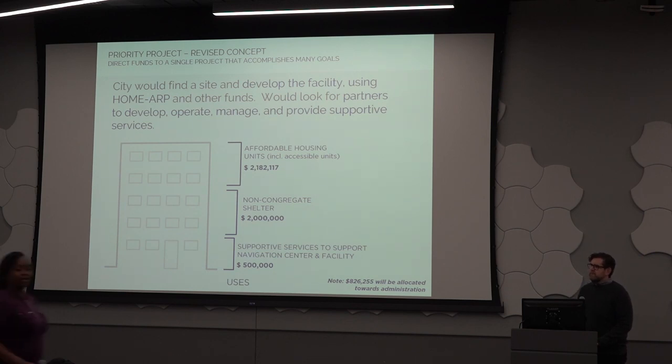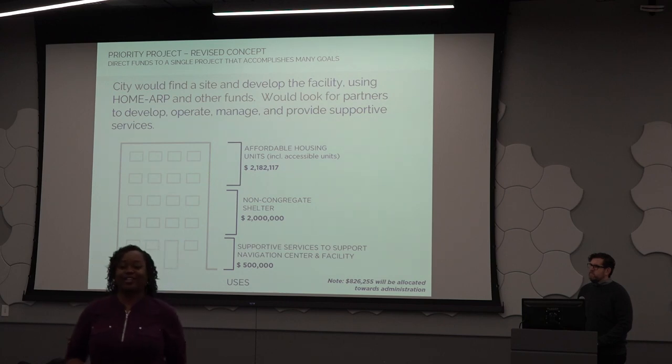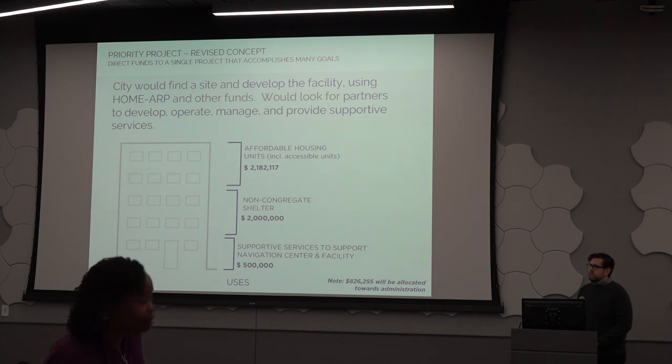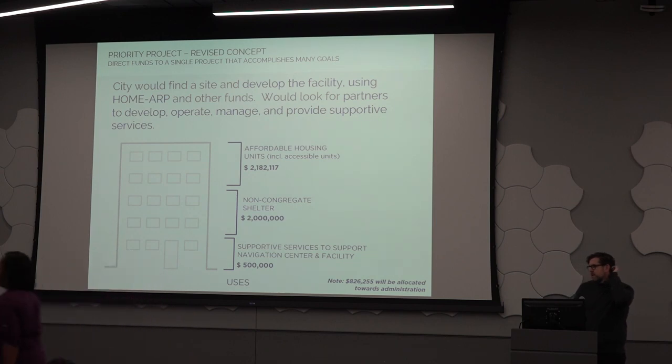What are the administrative costs, $826,255, but earlier it said that money couldn't go towards administrative costs of a shelter. So what does that number mean? That is for the city to administer the program over the next 7 years. They wouldn't be involved in running a shelter, that would have to be someone else, but as far as the implementation of that, that's where that money would go. Is that correct? Yes.